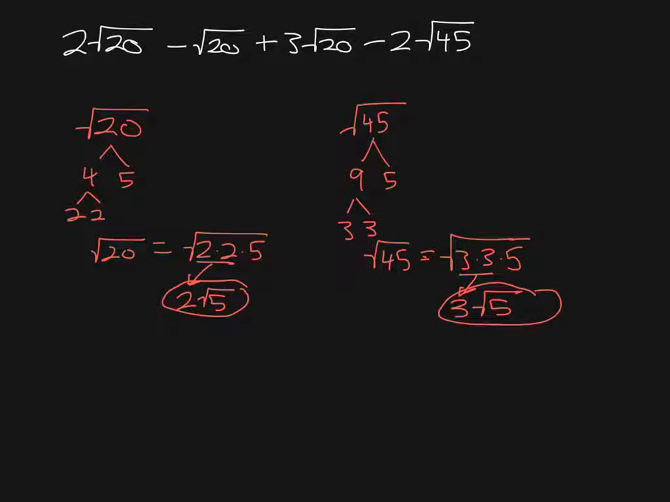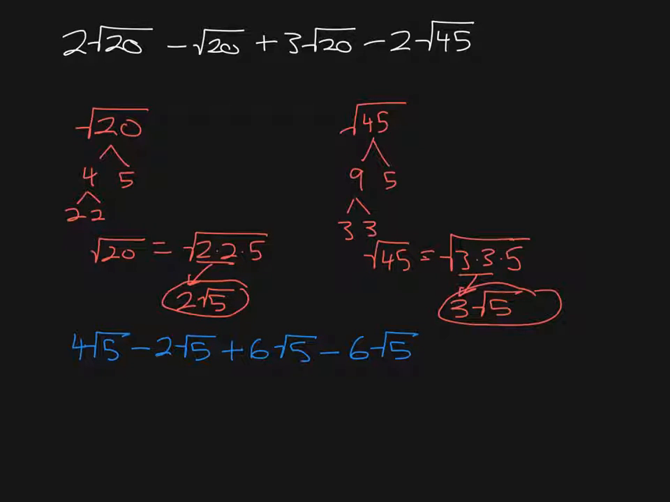So 2 root 20 is going to become 2 times 2 root 5. 2 times 2 root 5 is going to give me 4 root 5. 2 times 2 is 4. The root 5 doesn't get multiplied because it's in that radical all by itself. Minus root 20 is minus 2 root 5. Plus 3 times 2 root 5, that's 6 root 5. Minus, now this is 2 times root 45, so it's going to be 2 times 3 root 5, which is 6 root 5. 2 times 3 gives me 6, and we have root 5.